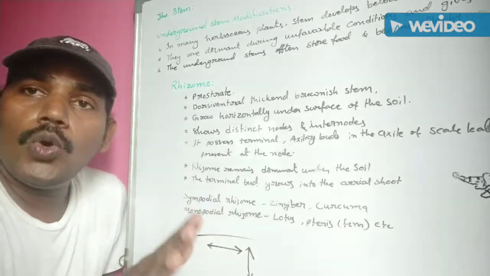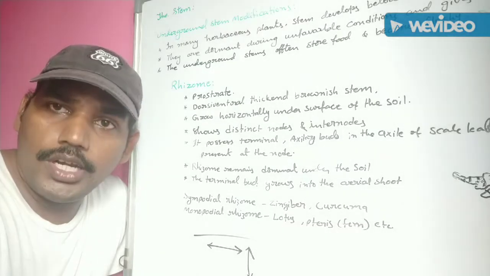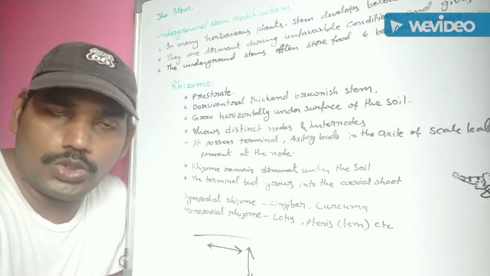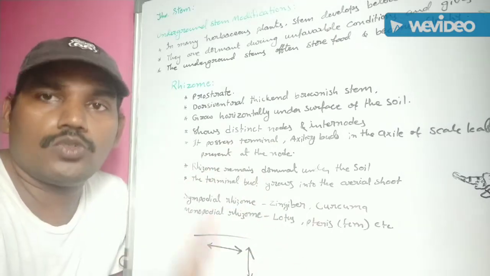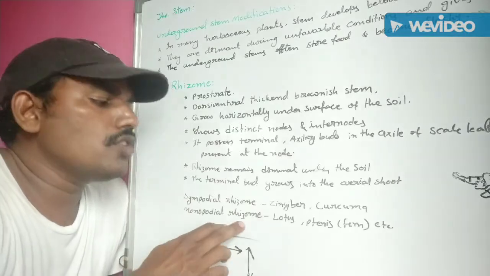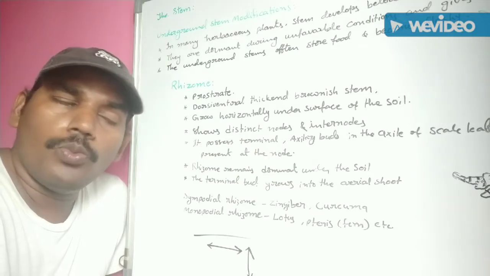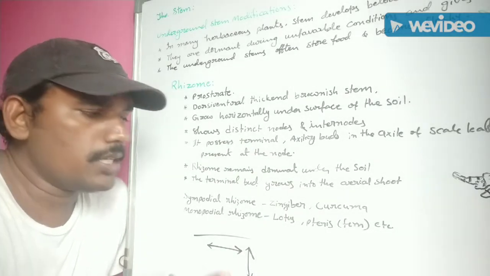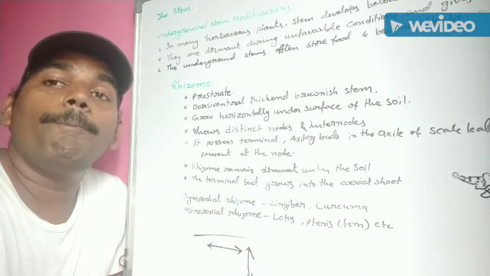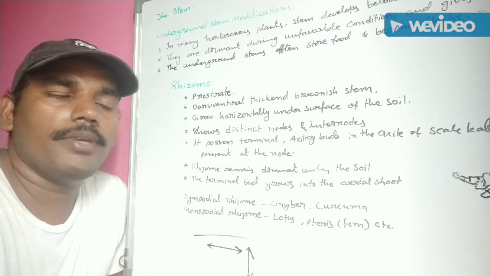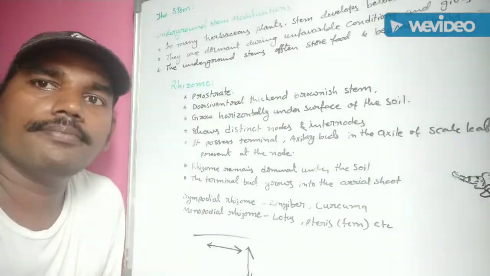Another one, monopodial rhizomes. Monopodial rhizome means that only the terminal bud develops into further growth in only one direction. Only one direction, not in all directions. This type of rhizome is known as monopodial rhizome. The best example is lotus, and also some ferns like Pteris. Pteris plant and lotus are the best examples of monopodial rhizomes. Understand?